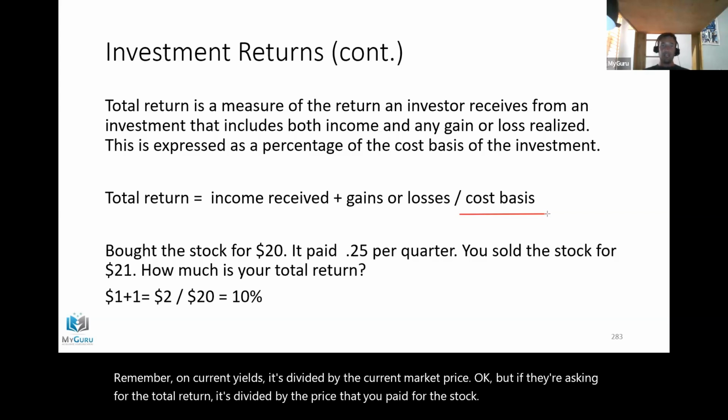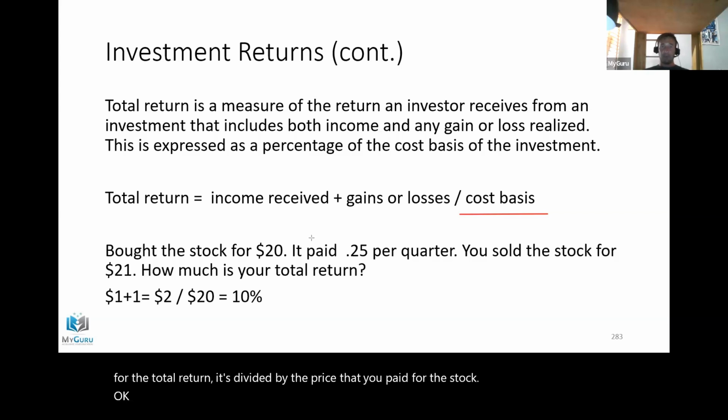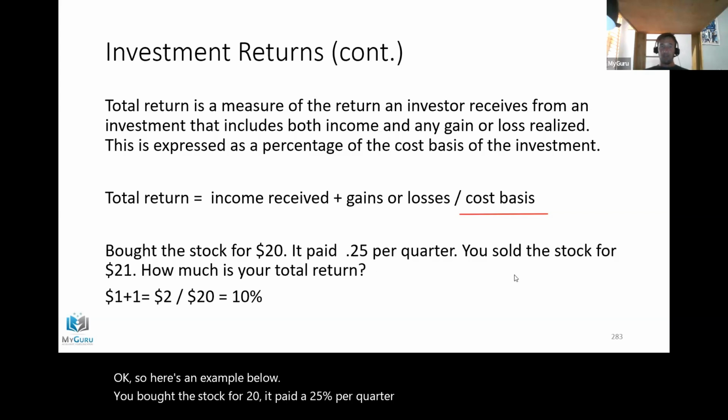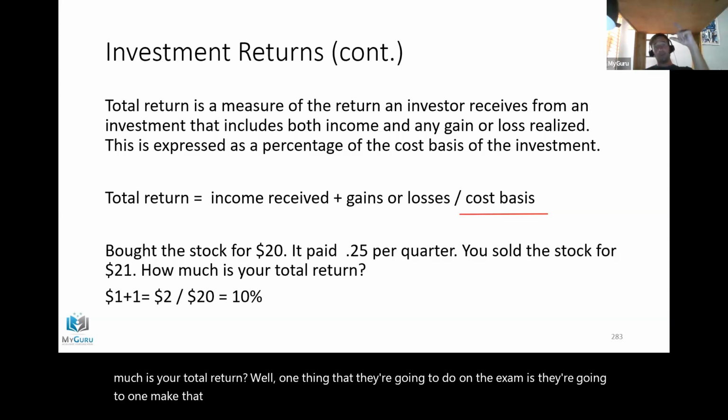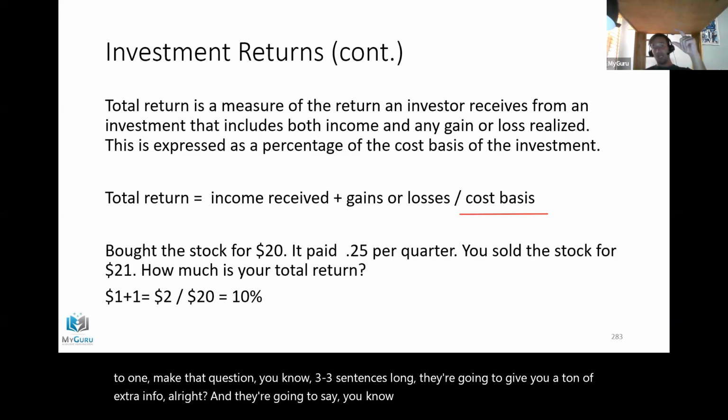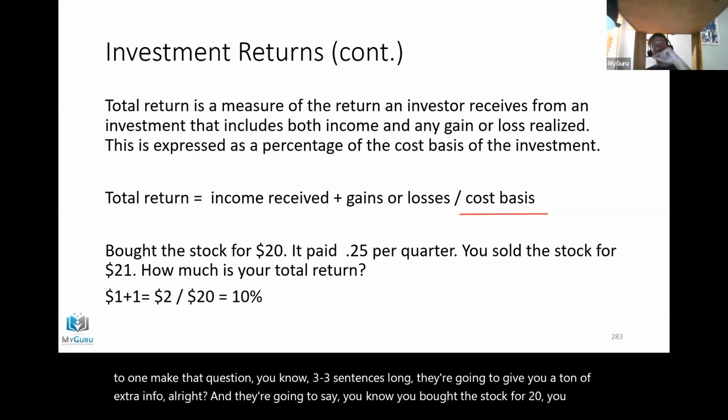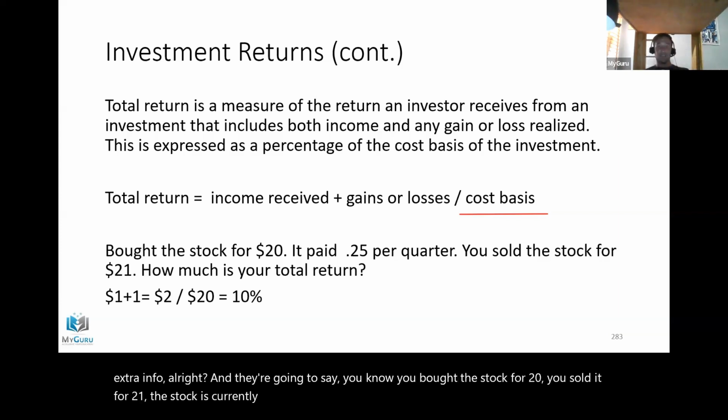Okay, so here's an example below. You bought the stock for 20, it paid a 25% per quarter dividend. You sold the stock for 21. How much is your total return? Well, one thing they're going to do on the exam is make that question three sentences long. They're going to give you a ton of extra info. They're going to say, you bought the stock for 20, you sold it for 21. The stock is currently trading at $26. How much is your total return?